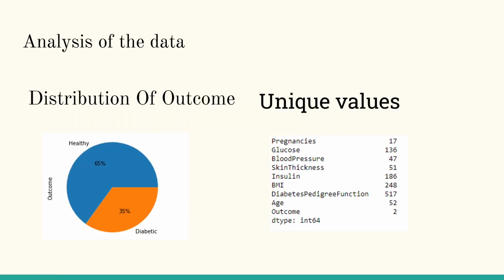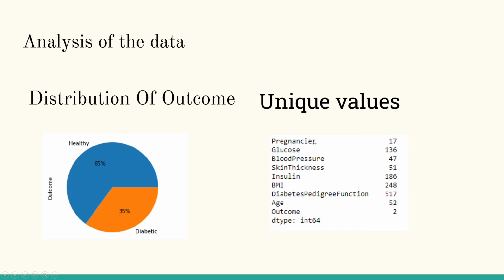Next, let us see the distribution of the outcome variable. We have only two values in the outcome column, 0 and 1. 0 is for healthy and 1 is for the diabetic patient. Out of 768, 65% of the data is healthy, and 35% of the data are diabetic patients.